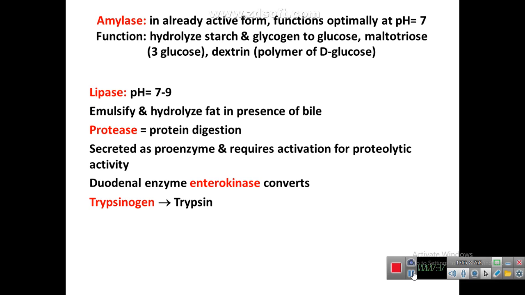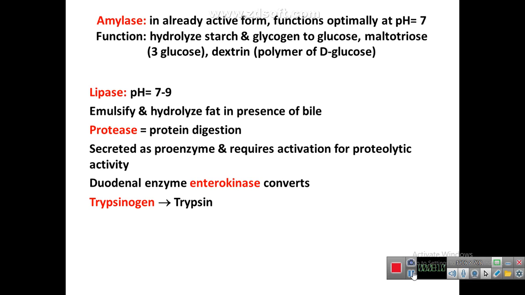Third one, protease, which is responsible for protein digestion. It is secreted as a proenzyme. The word pro means before, meaning this enzyme is secreted in inactive form and requires activation for proteolytic activity. Proteolytic means protein lysis. The duodenal enzyme enterokinase converts trypsinogen to trypsin. The enzyme that is released in inactive form from the pancreas is trypsinogen.